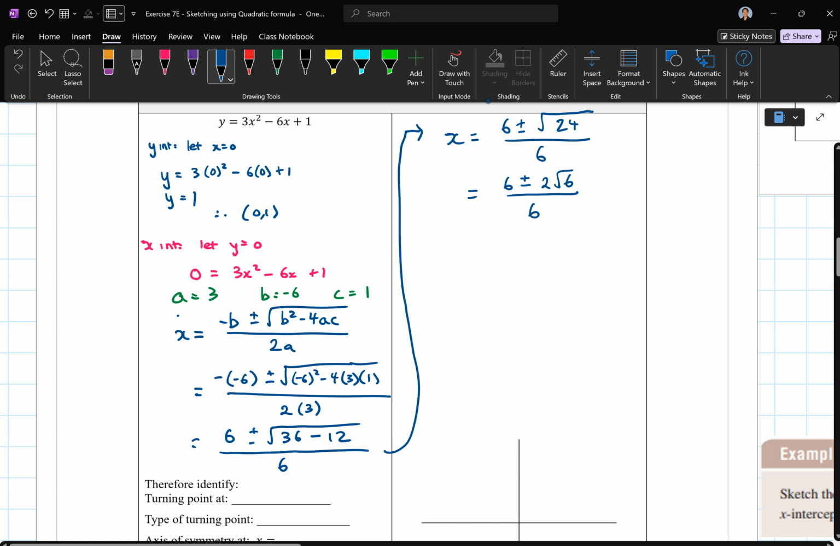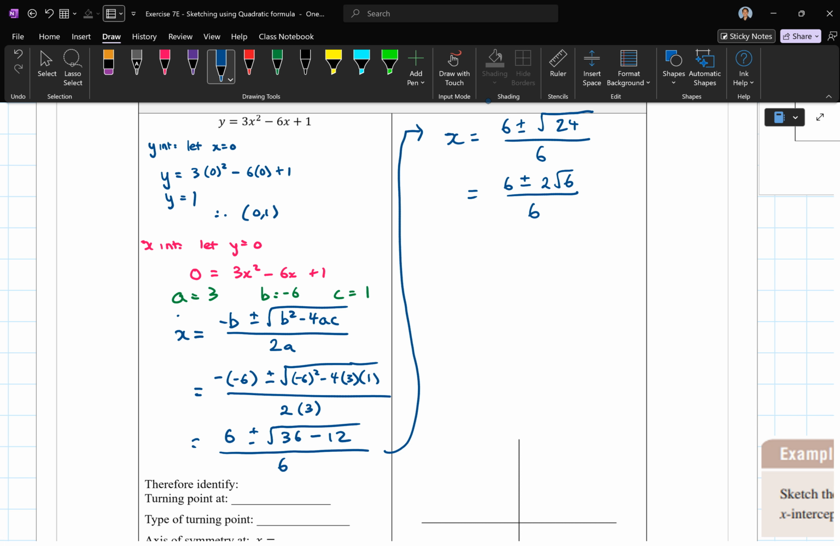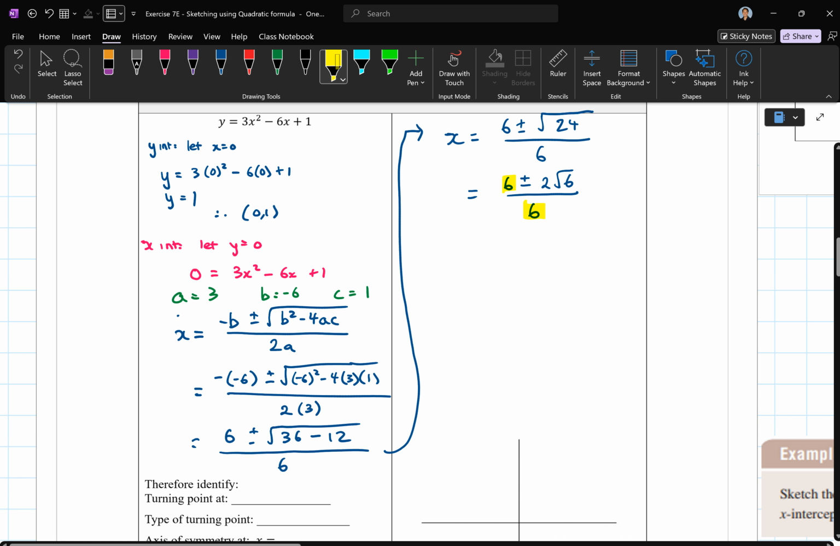Now, right here, once you simplify, I can see that 6, 6, and 2, they all have a common factor. What's the common factor of 6, 6, and 2? 2. So 6, 6, and 2 have a common factor of 2. So I'm going to divide them all by 2. Divide by 2, divide by 2, divide by 2. And that simplifies to 3 plus minus root 6 on 3.